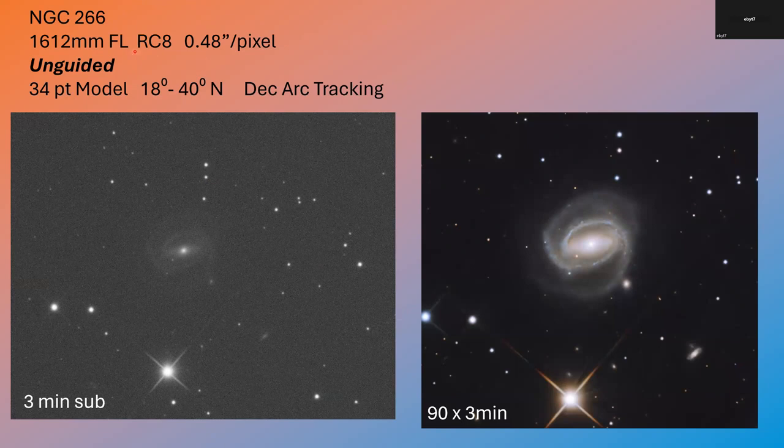This is at f8, and the resolution is sub 0.5 arc seconds per pixel, so pretty good. This is the result of using a 34-point partial sky model, 18 to 40 degrees north. I had DEC Arc tracking checked. It's totally unguided. This is a typical 3-minute sub. I collected 90 of them. Every single sub looks exactly like this. Every star is perfectly round. Never had an out of round problem or any issue whatsoever. Stack them all together, you get a pretty decent image.